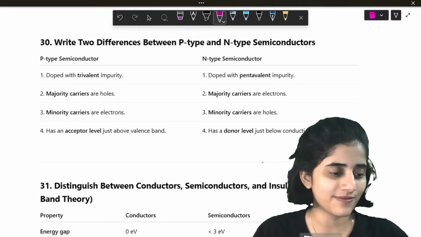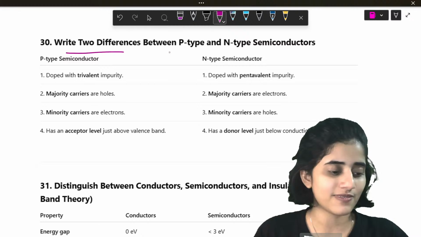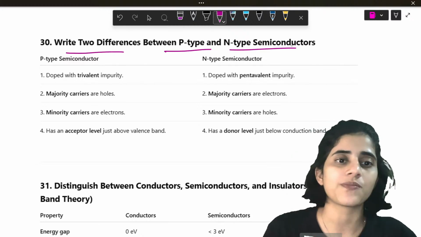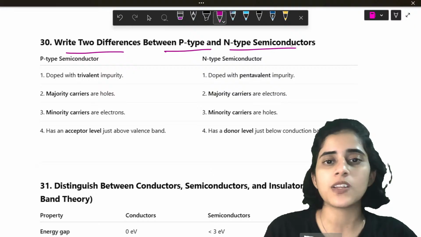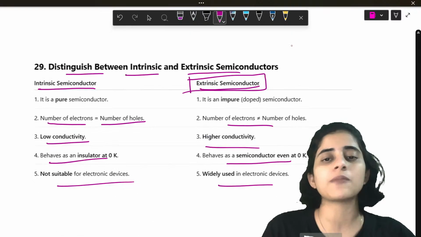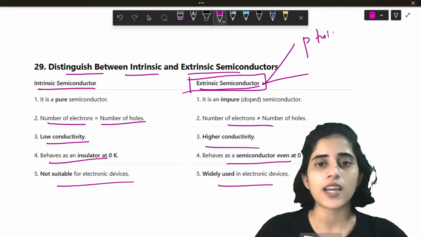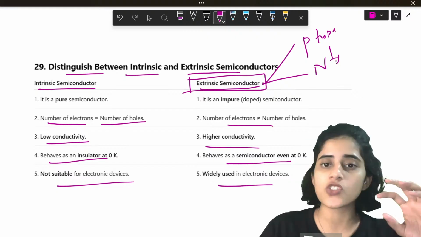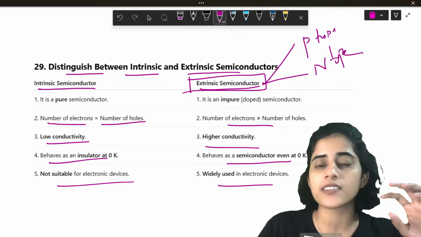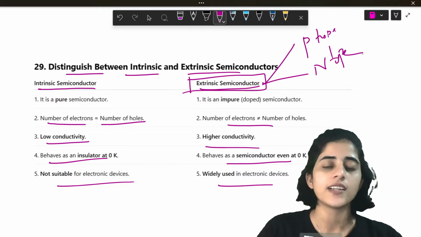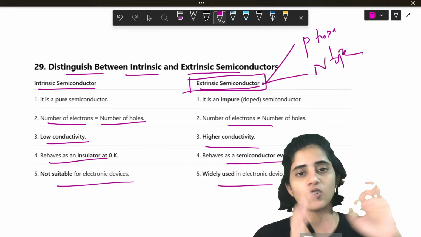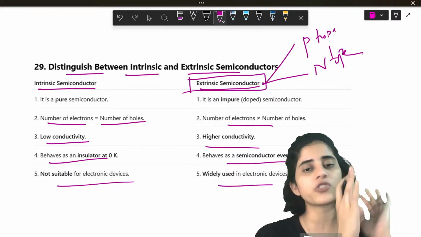Alright. Next. Write two differences between P-type and N-type semiconductors. So as I said, extrinsic semiconductors are divided into two: P-type and N-type. Intrinsic semiconductor is pure. We are not going to use it anywhere. Extrinsic is doped and they are of two types, P-type and N-type.